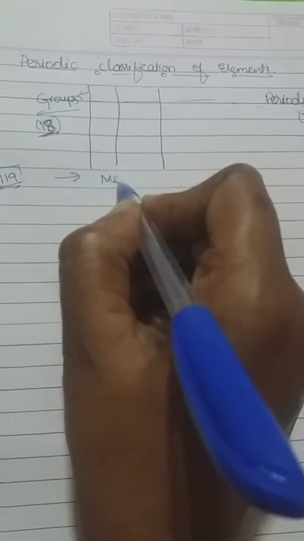Many of the elements are arranged in one table because many elements have been discovered. Till now 119 elements have been discovered, and many are still to be discovered. After the discovery of so many elements, they are classified into two: one is called metals and the other is non-metals.